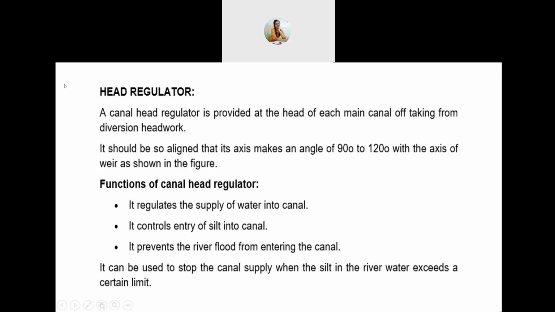So functions of canal head regulator. The first one is it regulates the supply of water into canal. Second is it controls the entry of silt into canal. Third is it prevents the river flood from entering the canal. So it can be used to stop the canal supply when the silt in the river water exceeds a certain limit.